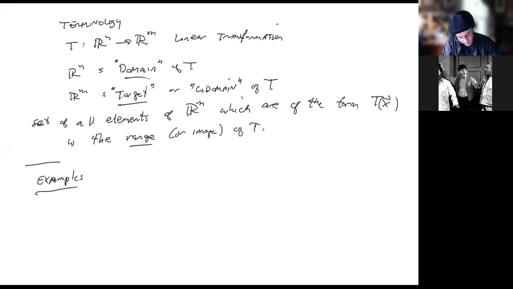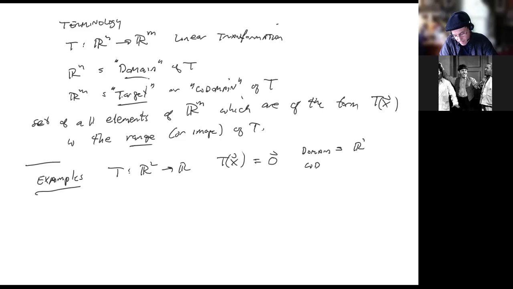So let's consider T going from R2 to R, given by T of x equals the zero vector for any x. So T of x is 0. That is a linear transformation, as you can check. And its domain is equal to R2. Its codomain is equal to R1, or the target is R1.